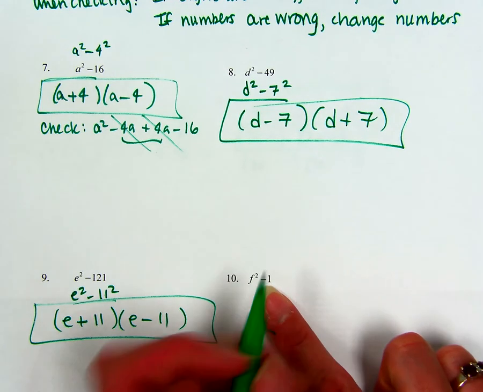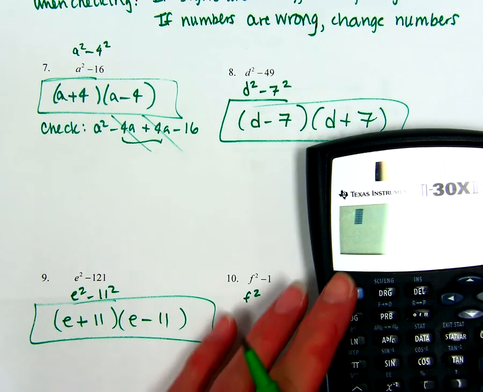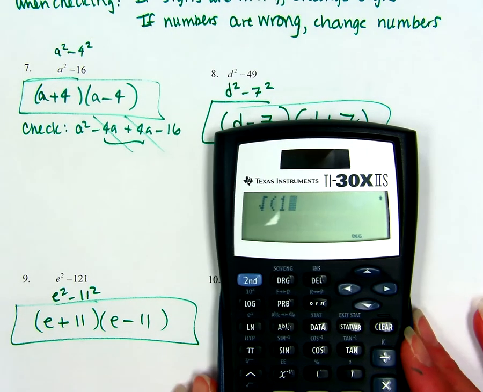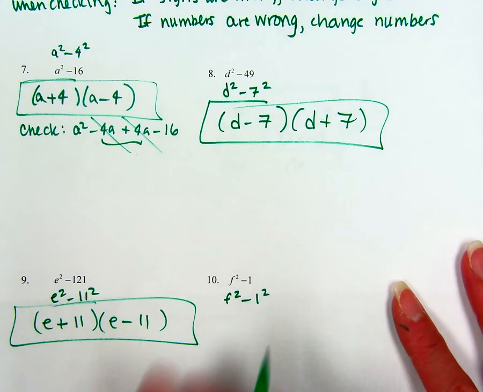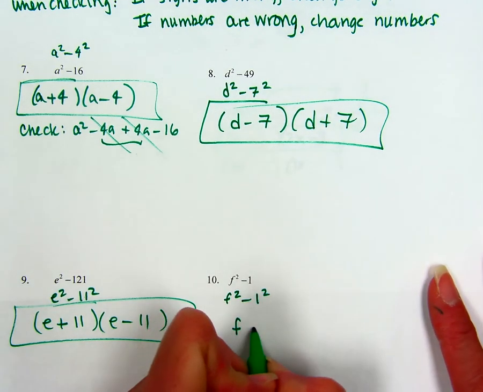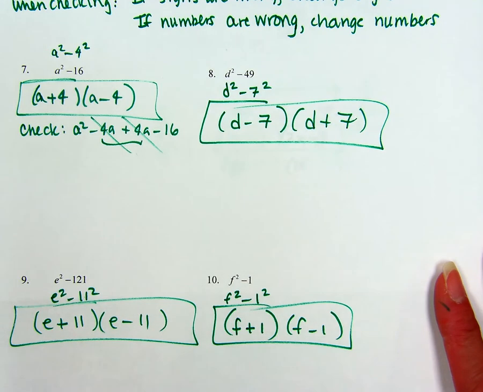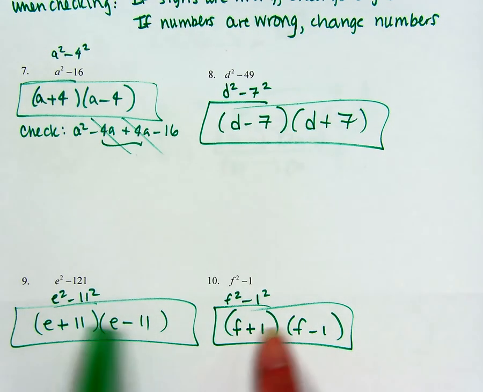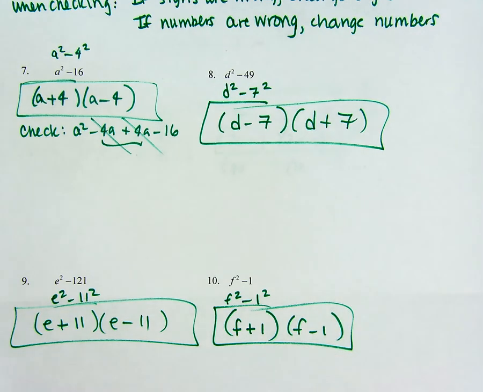And then on this one, f squared, what's the square root of 1? Now make sure you're looking at the square root of 1, not the square root of negative 1. Right? Square root of 1 is just 1. Right? So this is f squared minus 1 squared, meaning this should be f plus 1 and f minus 1. Now notice that it doesn't matter where your plus or minus is as long as you have one positive and one minus, so you can switch them around when you have those written down.